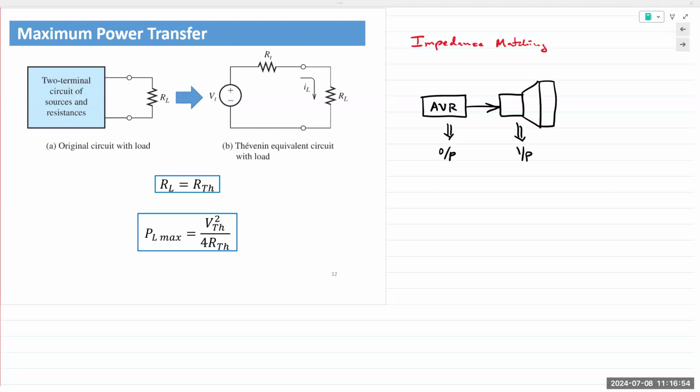Okay, let's see. That is the end of chapter 2. So this was resistive circuit analysis. From this point on, we will go into capacitors and inductors in chapter 3 and chapter 4, and then AC analysis from chapter 5 onwards.